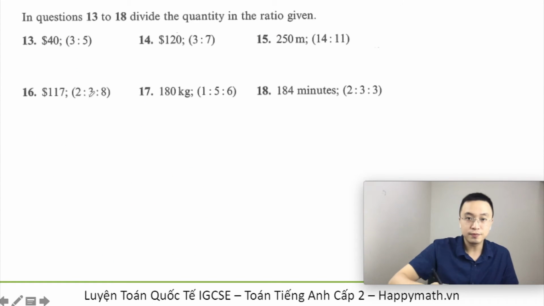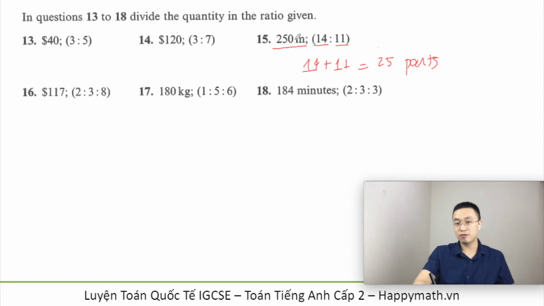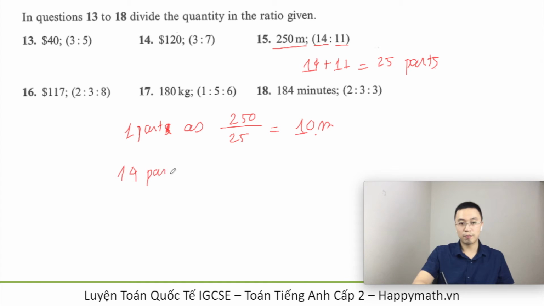Question 15. In question 15 you have 250 meters, and you have the ratio 14 over 11. 14 parts and 11 parts, so you can add them together and get 25 parts. 25 parts correspond to 250 meters, so one part is 250 divided by 25, equal to 10 meters. You have 14 parts, so it will be 10 meters multiplied by 14, equal to 140 meters.